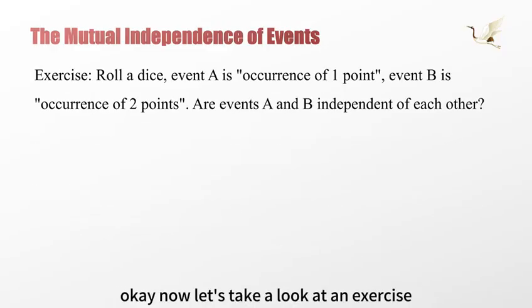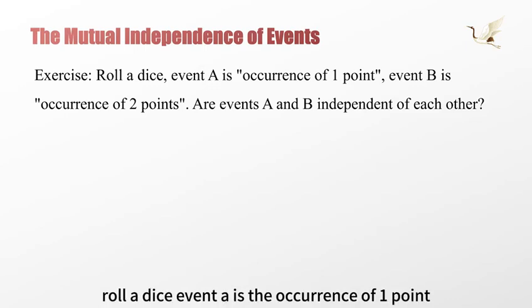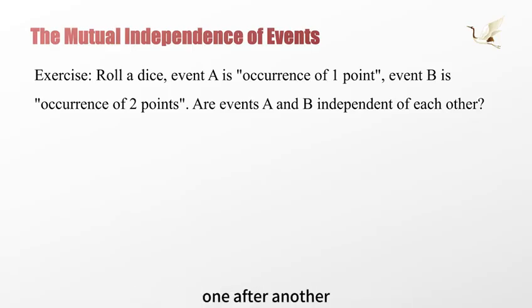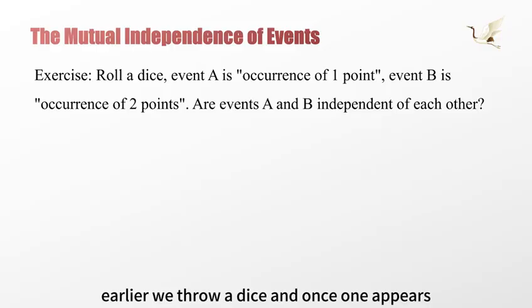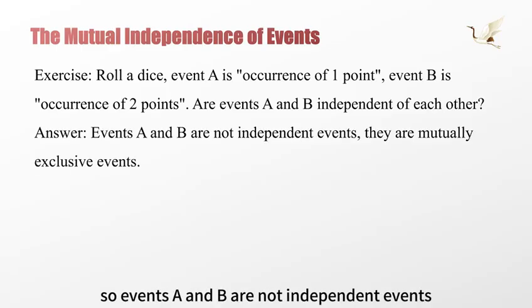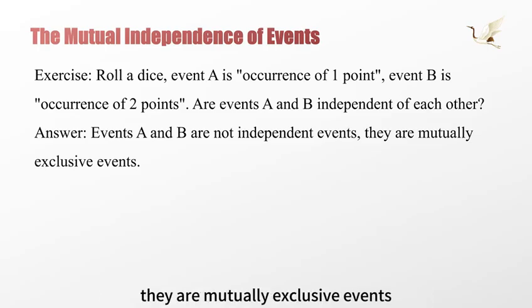Okay, now let's take a look at an exercise. Roll a dice. Event A is the occurrence of 1 point, and event B is the occurrence of 2 points. Are events A and B independent of each other? Please think about it. This question is different from the one where 2 coins were tossed one after another earlier. We throw a dice, and once 1 appears, it is impossible to have 2. Conversely, if 2 dots appear, it is also impossible to have 1. So events A and B are not independent events, they are mutually exclusive events.